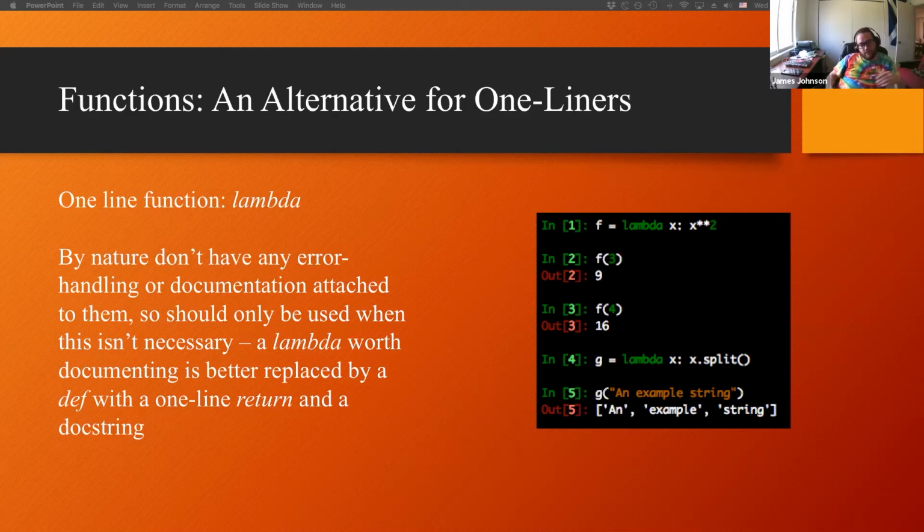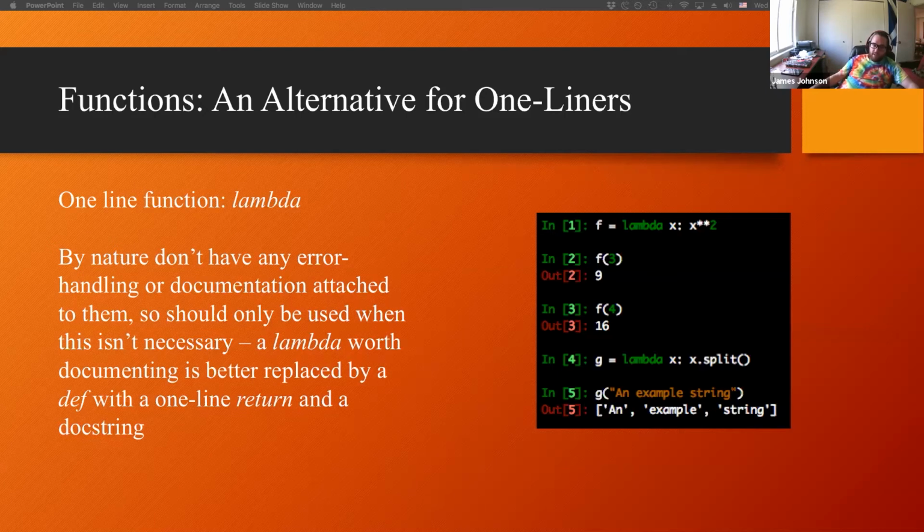Or I can write some function g, and it takes in some variable x and calls a function on x.split. Split is a function which is held by string objects and separates them by spaces. So I can then just say g of an example string, and it cuts it based on the spaces and gives me a list back out. So lambdas are useful. You can use them to declare some short, simple operation and then call them within your code.